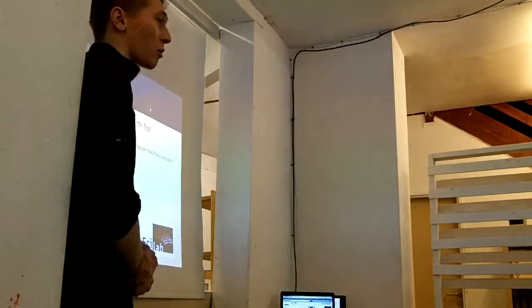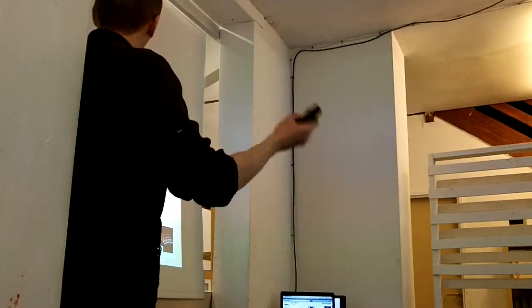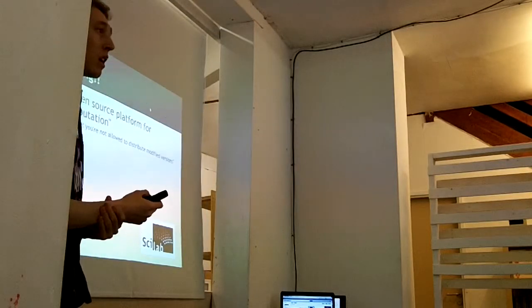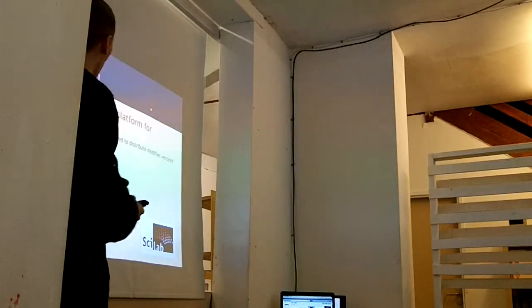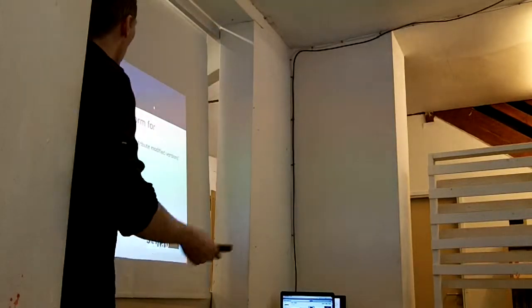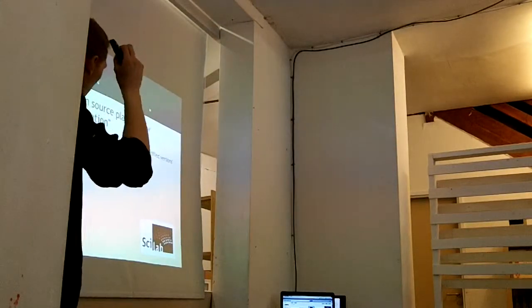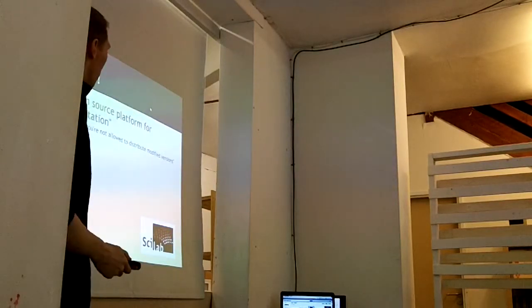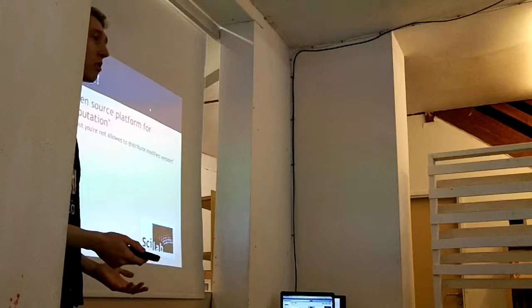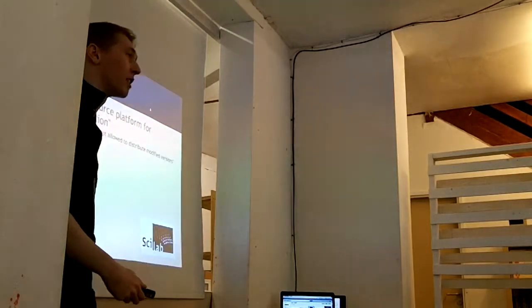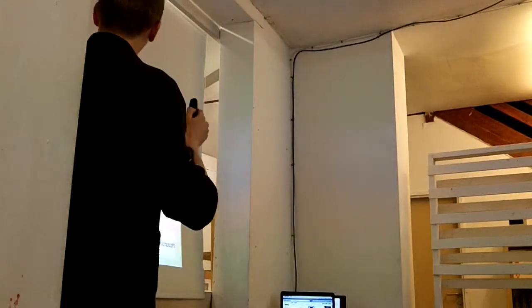So there's a couple of examples of people doing it wrong. Scilab is kind of an open source alternative to MATLAB, quite a scientific library. And they said Scilab is the open source platform for numerical computation. And then they said in the license, oh, but you're not allowed to distribute modified versions. So they were just saying, oh, it's open source, but it's not really.